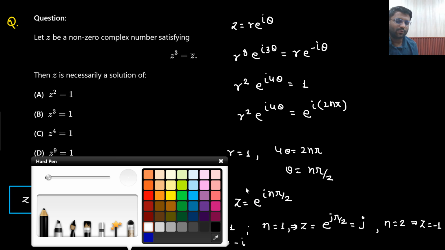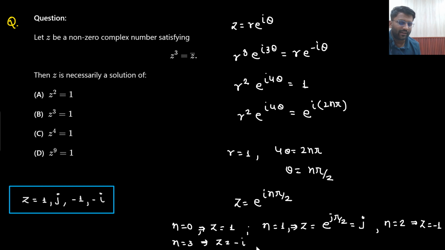Now you can put n equals 4 as well, and you will get the same value. If you put n equals 4, this becomes e to the power j 2 pi, which is 1 only. So again you will keep getting the same values. So the values you are getting are 1, iota, minus 1, minus iota.